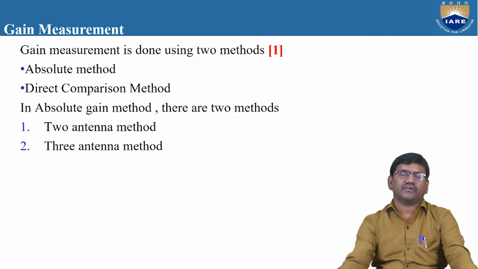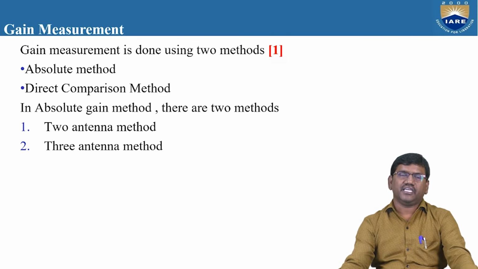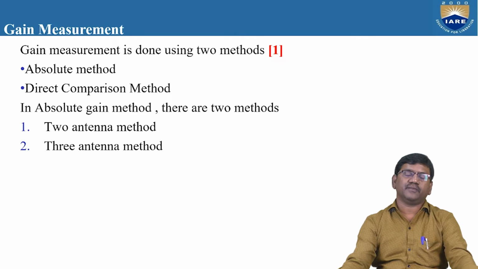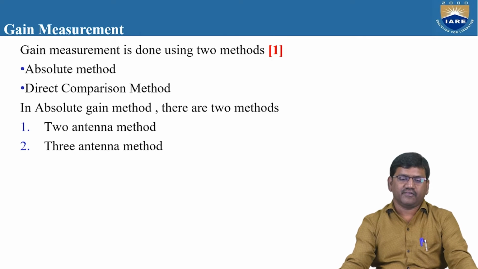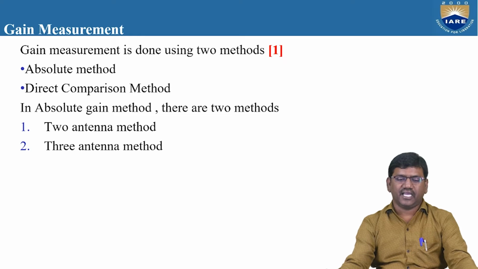The gain of an antenna is measured by taking two antennas into consideration. One may be the reference antenna, the other may be the practical antenna. So whenever we measure the gain of an antenna, we consider two different types of antennas. One is an isotropic antenna or a reference antenna, and the other is the antenna under test or the practical antenna.